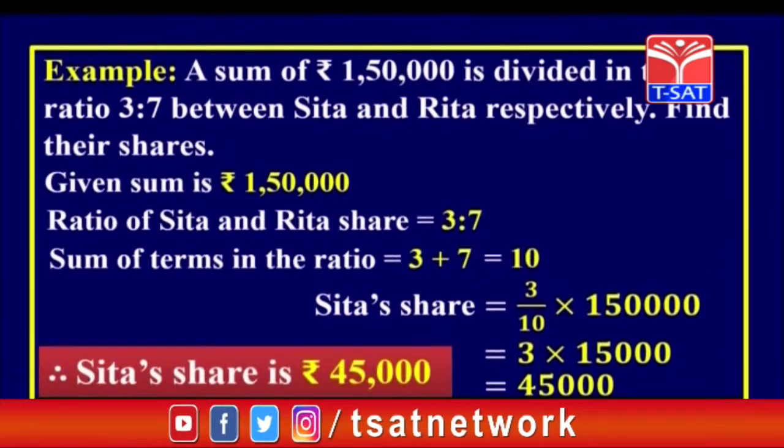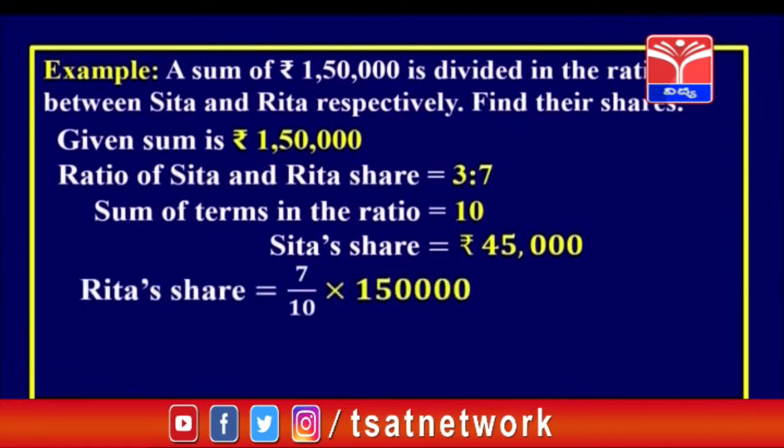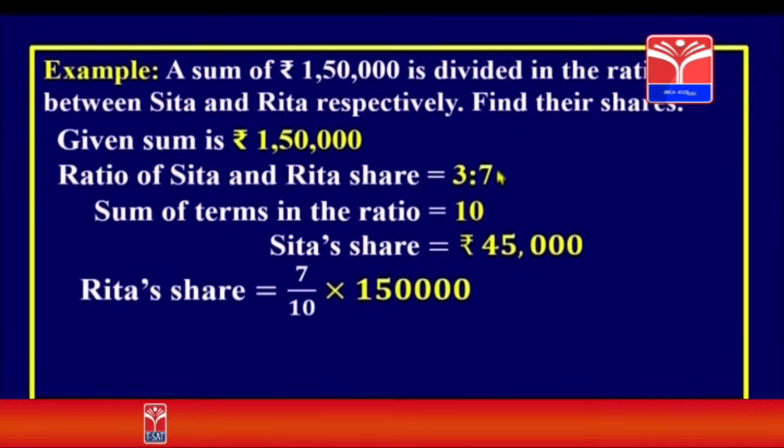Now let us find out Rita's share, children. So Rita's share is, see, Sita is to Rita. So Rita is 7 parts out of 10. So 7 by 10 into 1,50,000.